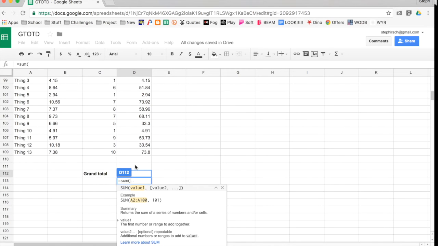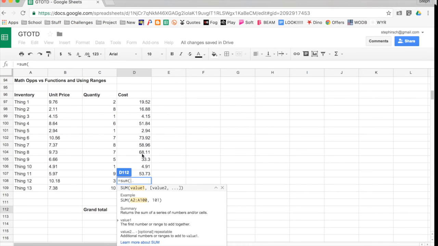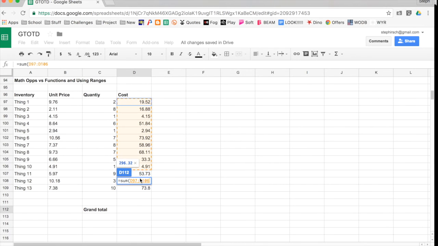So rather than doing them one by one, I can enter in a range. You'll notice that Sheets does a really good job of giving you some hints down at the bottom, and you can always click on Learn More About to open the functions in another tab. So I'm going to find the sum of all my total costs. So I'm going to select all of those cells. I'm going to close it, and then there's my sum.